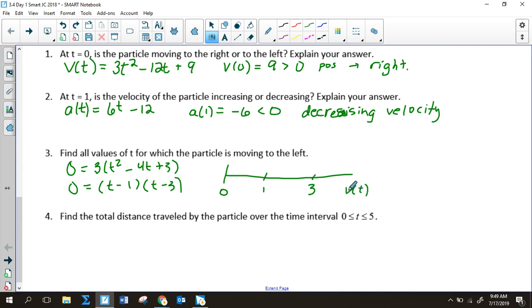I'm testing this on my velocity, so I'm just going to substitute values. You should remember doing this from pre-calc even last year. I'll try a half. Substituting a half in here, I get a negative times a negative, which is a positive. Between 1 and 3, like 2, I get positive times negative, which is negative. Something to the right of 3, like 4, would be positive times positive, which is positive. So the velocity is negative between 1 and 3, which means the particle is moving to the left as time goes from 1 to 3.